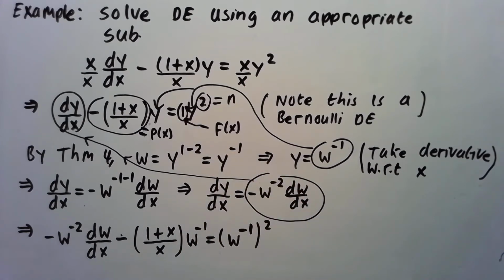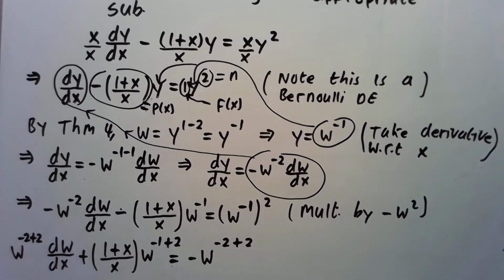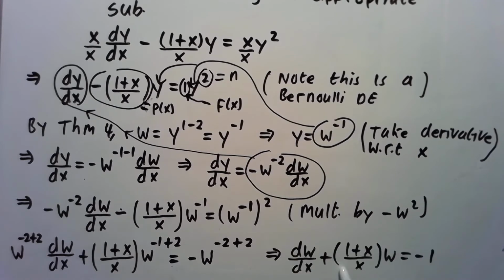Now let's multiply both sides by negative w squared. So multiplying everything by minus w squared, you add the exponents here. The minus signs cancel, and adding exponents would be minus 2 plus 2. Here the minus sign would make a plus, adding 2 to that. And this is a w to the minus 2, then you're multiplying by this, that'd be minus w to the minus 2 plus 2. Simplifying this, we get this over here, which is a linear differential equation. So now we're going to apply theorem 1 to figure this out.